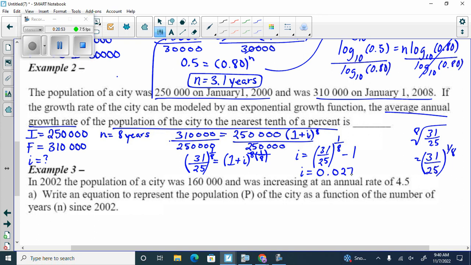I'll forgive anything. It wants it to the nearest tenth of a percent, so I'd have to times by 100 and get 2.7%. And because it's a word problem, I would write a sentence. I just do not have room. So I would write: the average annual growth rate of the population of the city from January 1st, 2000 to January 1st, 2008 is 2.7%.